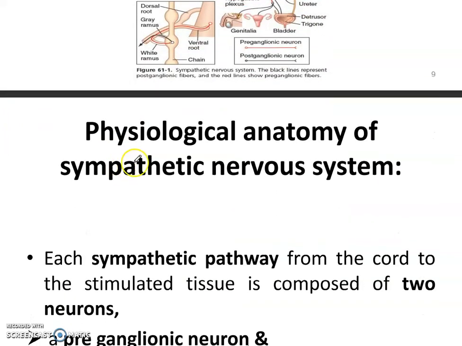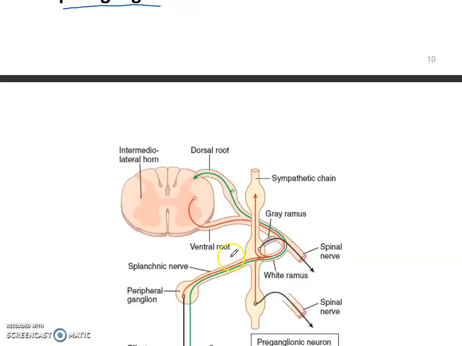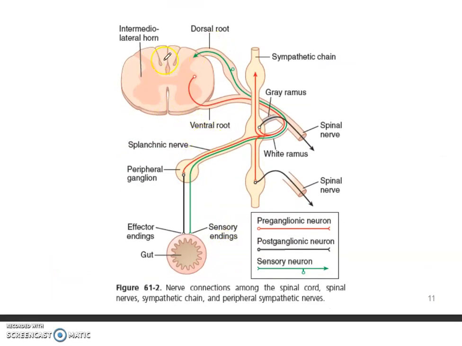Then you can see the physiological anatomy of the sympathetic nervous system. Each sympathetic pathway from the cord to the stimulated tissue is composed of two neurons, as I've explained before, a preganglionic neuron and a postganglionic neuron. Here you can see this is the spinal cord, this is the dorsal root, meaning it is present in the back, and the ventral root, meaning it's present in the front. They combine, and as you can see, this is the spinal nerve, and then it gives the sympathetic chain, and this is the vagus, and this is the splanchnic nerve, and this is the peripheral region, and these are the effectors and sensory.